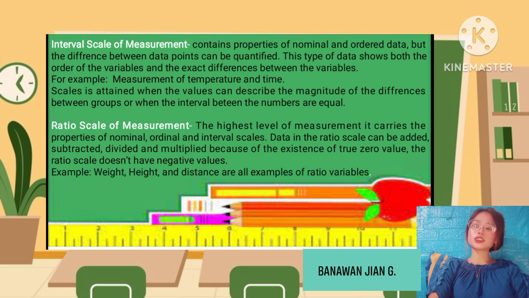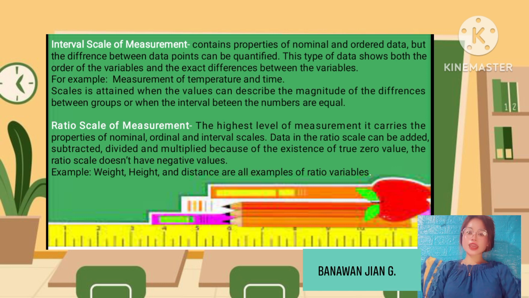Next, the ratio scale of measurement. It is the highest level of measurement, and it carries the properties of nominal, ordinal, and interval scales. So data in the ratio scale can be added, subtracted, divided, and multiplied because of the existence of a true zero value. So the ratio scale doesn't have negative values. So for example, weight, height, and distance are all examples of ratio variables.